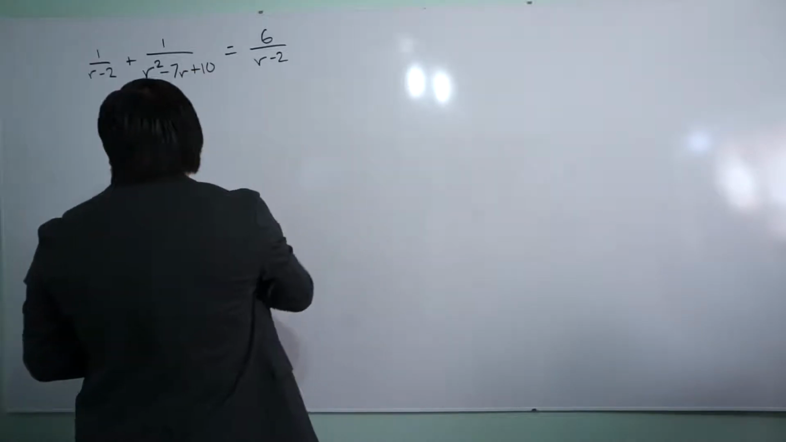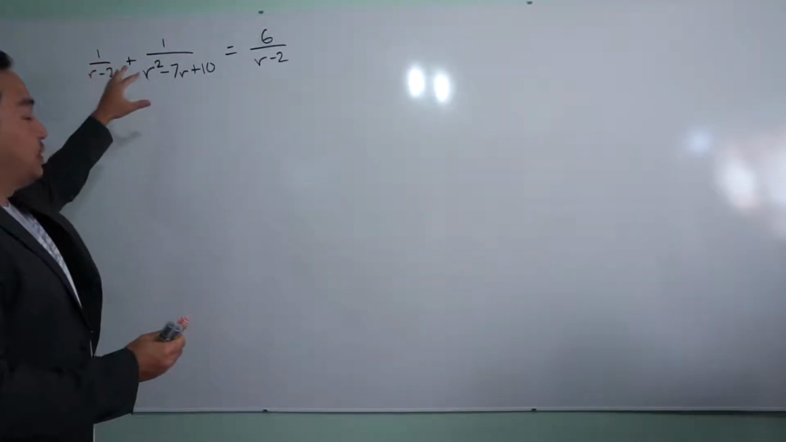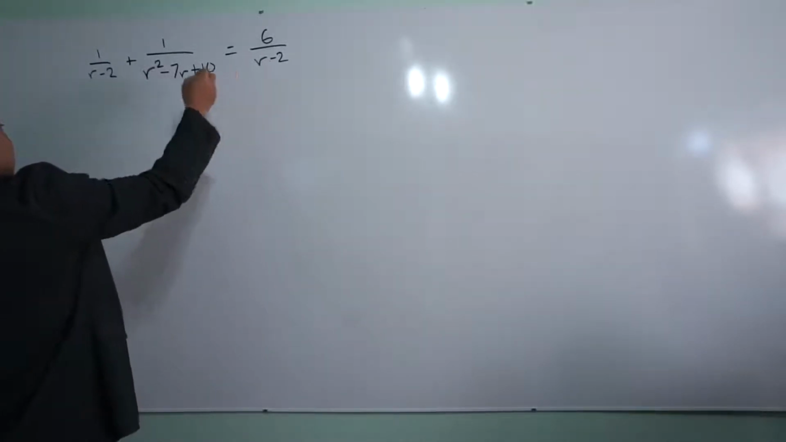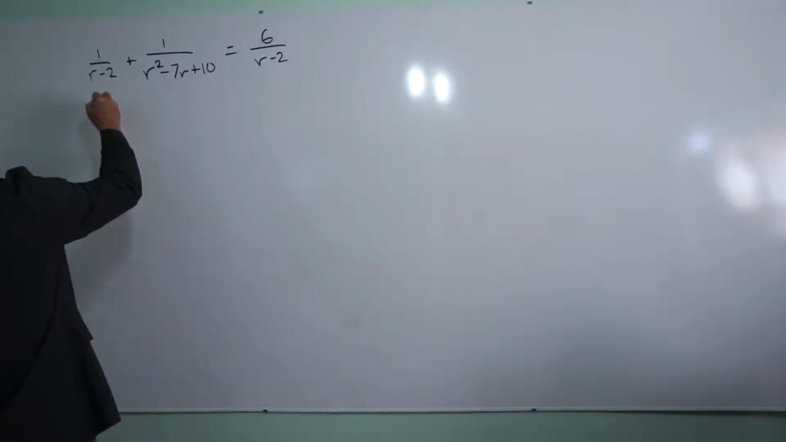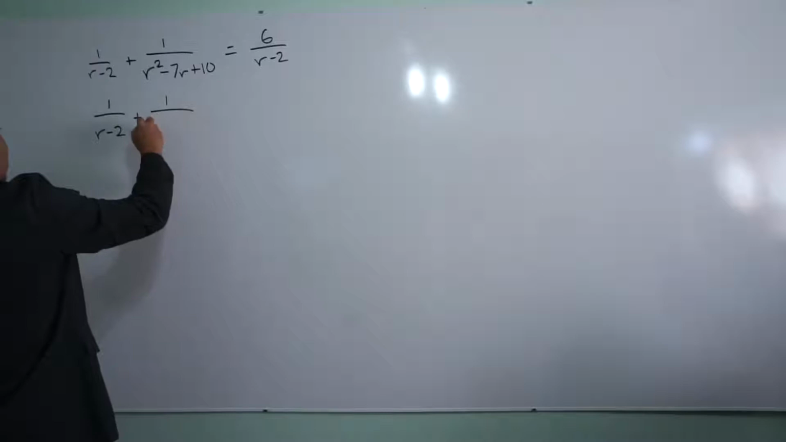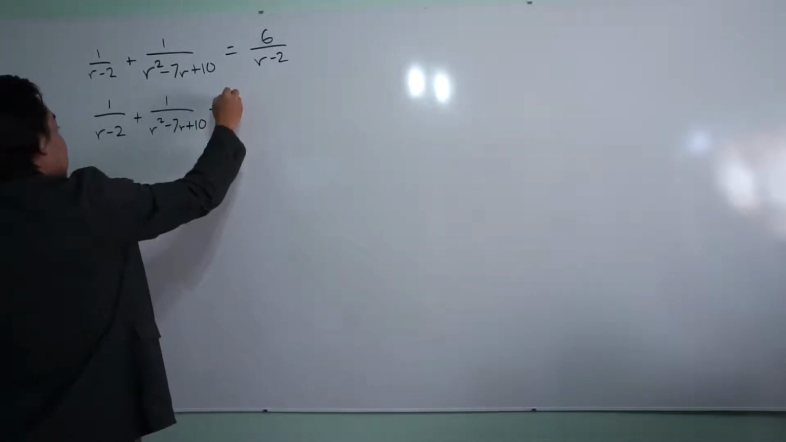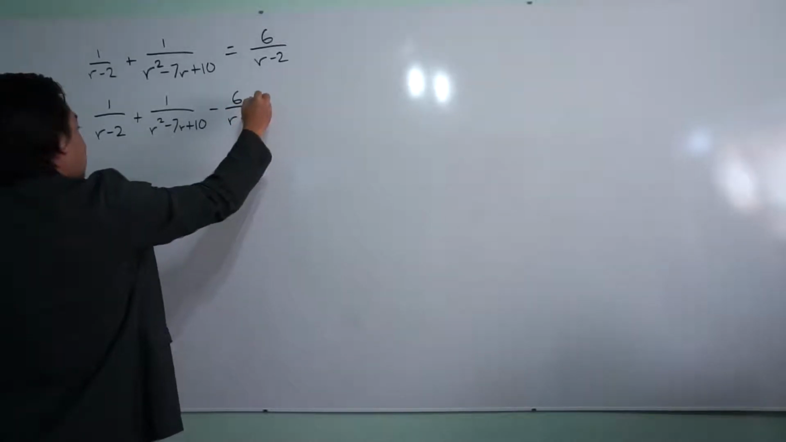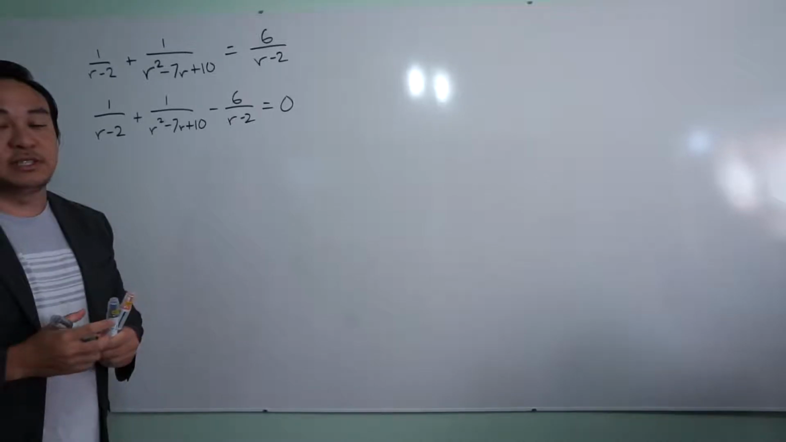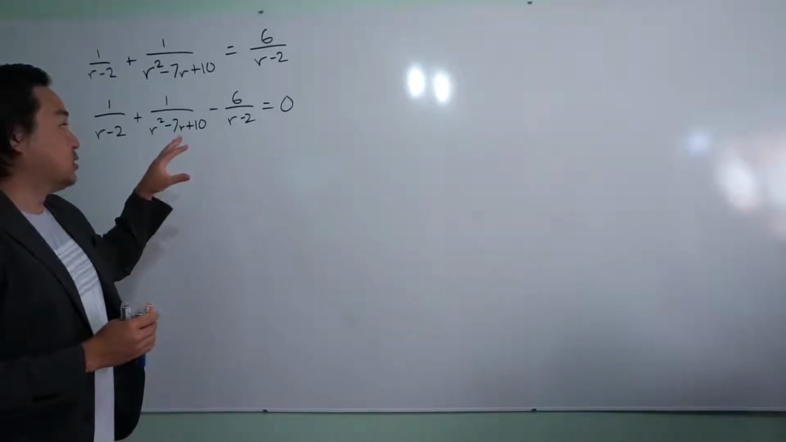So first, let's do a relatively simple problem. What we're going to do is bring the expression on the right-hand side over to the left by subtracting it from both sides. So 1 over r minus 2 plus 1 over r squared minus 7r plus 10 minus 6 over r minus 2 is 0. So that gives us a rational equation which is set equal to 0.